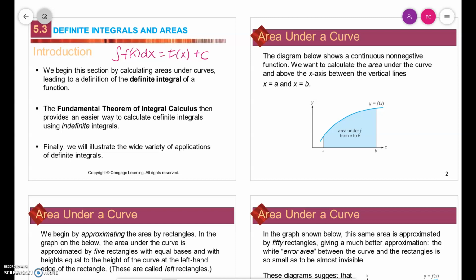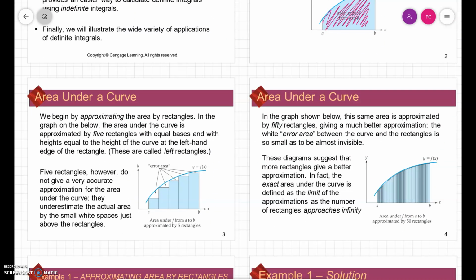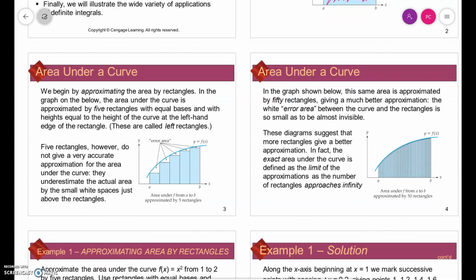The diagram below shows a continuous, non-negative function, and we want to calculate the area under the curve and above the x-axis and between the vertical lines, so all this blue area. What we're going to learn in this section is how to actually tackle that. So we're going to begin by approximating the area by rectangles.